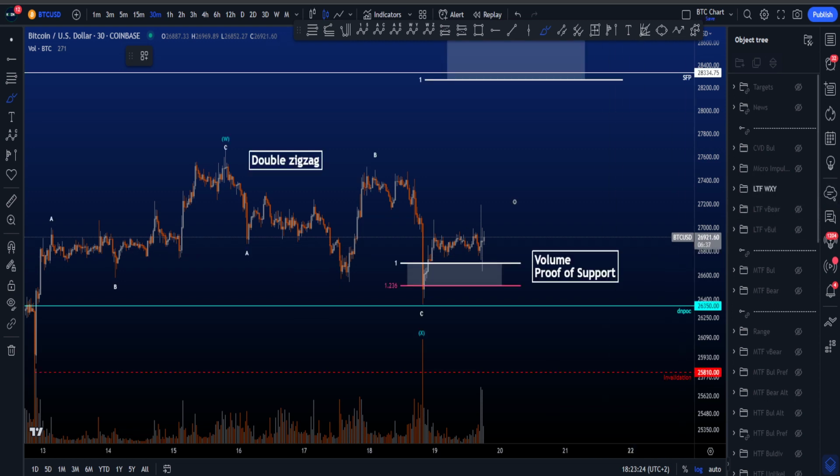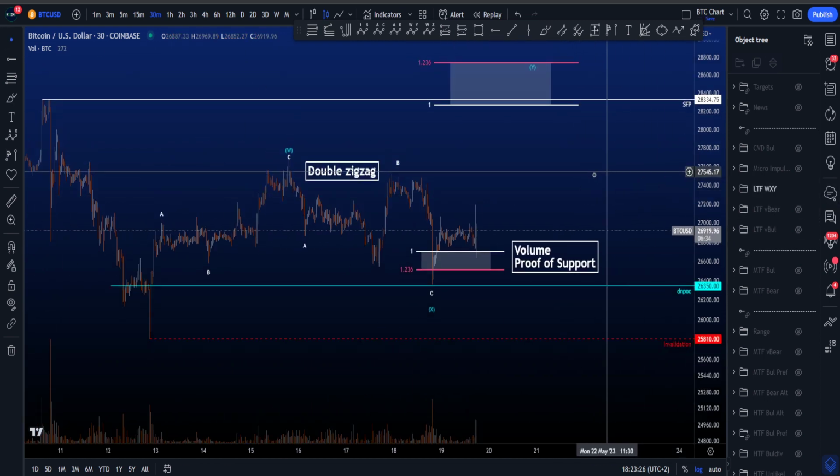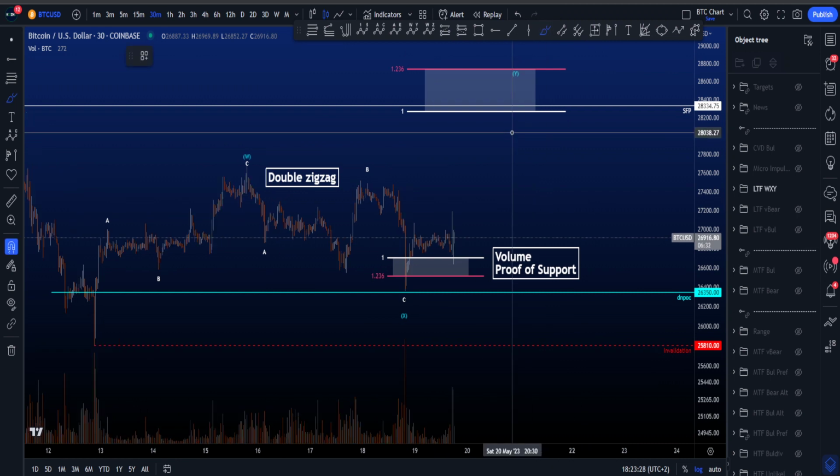And then my preferred scenario on the lower time frame is that we still have upside to go, but in a corrective structure.